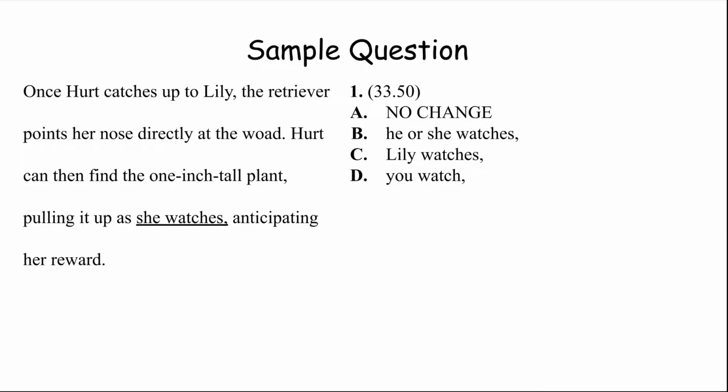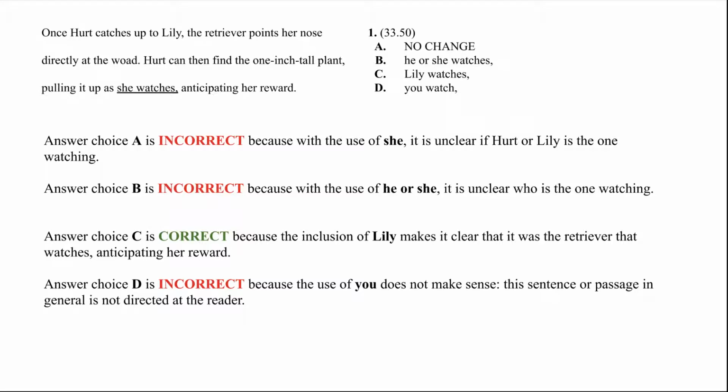Now this is a key to finding ambiguous and vague pronouns. If you see a question like this where you're given a couple different pronoun choices and then one specific noun for your answer, it's going to be an ambiguous and vague question most likely. And when in doubt, pick the specific noun. Here, we'd want to say Lily watches because it makes it clear that the retriever Lily is watching her pull up the plant. He or she, you, and she also all leave confusion. It could be Hurt watching, it could be Lily watching, and it's not going to be you because the passage isn't referring directly to the reader. So in that case, we want to use that specific noun, Lily, to avoid any confusion.